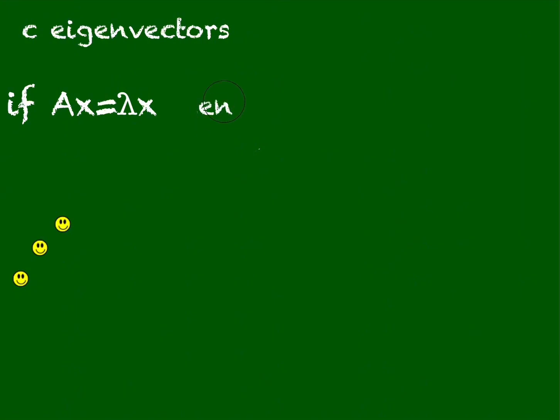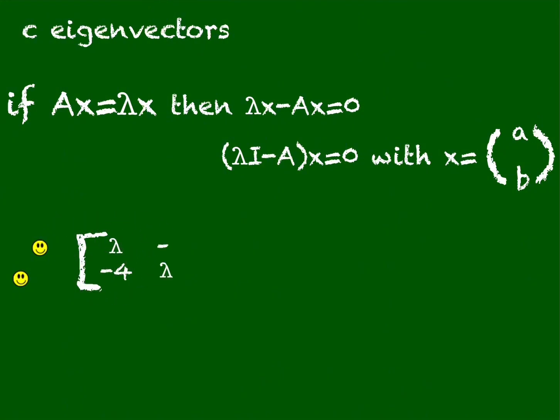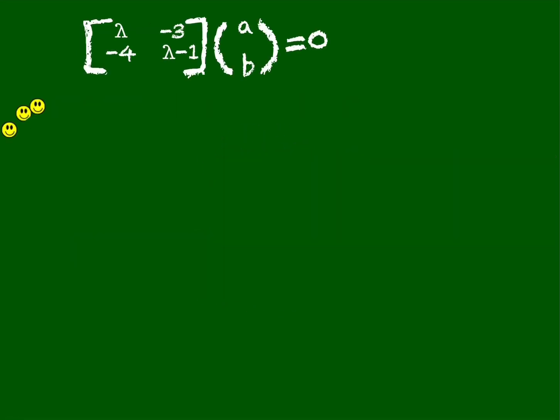If matrix A times vector X equals lambda times vector X, then according to the definition, lambda is regarded as an eigenvalue and vector X is its eigenvector. The 2 by 1 vector X is defined by letters a and b. Lambda times the identity matrix minus A equals the matrix with lambda minus 3, -4, and lambda minus 1, times vector X equals 0. Our equation is ready to find the eigenvector for each eigenvalue.